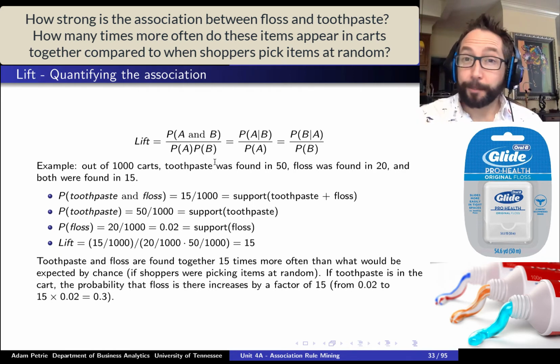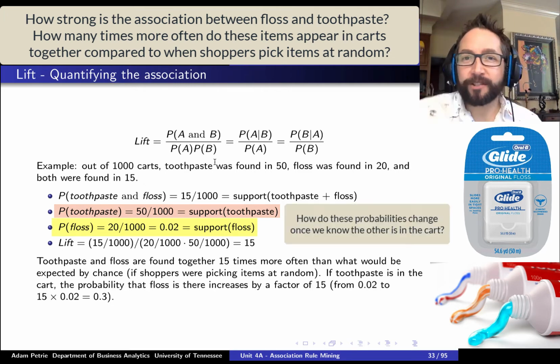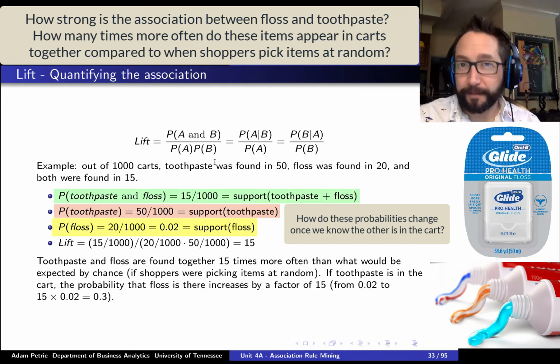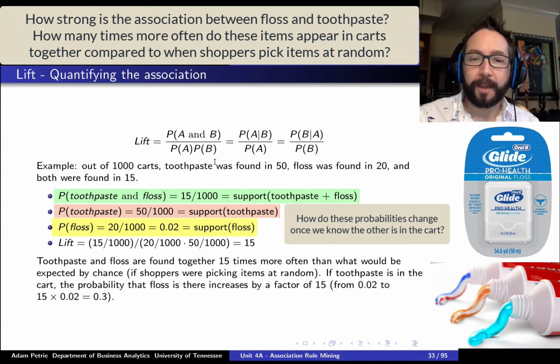Well, let's think in terms of probabilities first. We could talk about the prior probability of finding floss in the cart. That would just be the fraction of carts that have floss, 20 out of 1,000, or 0.02, 2%. The prior probability of finding toothpaste would be 50 out of 1,000, or 5%. And so I want to talk about how those probabilities change once I know that the other item is actually in the cart. So the other probability that is relevant is the probability of finding both in the cart, that's 15 out of 1,000, which is 1.5%.